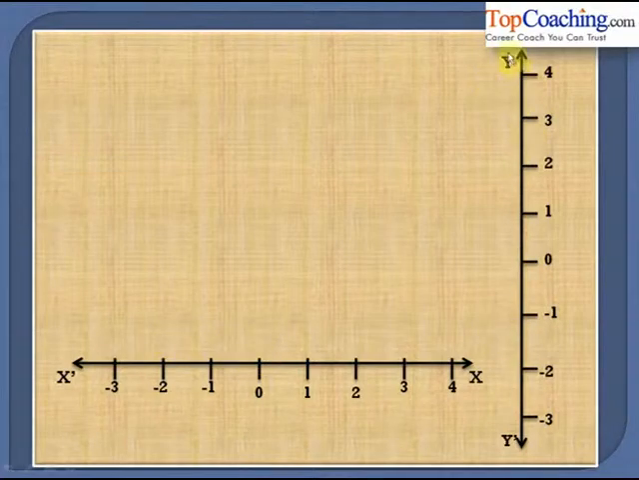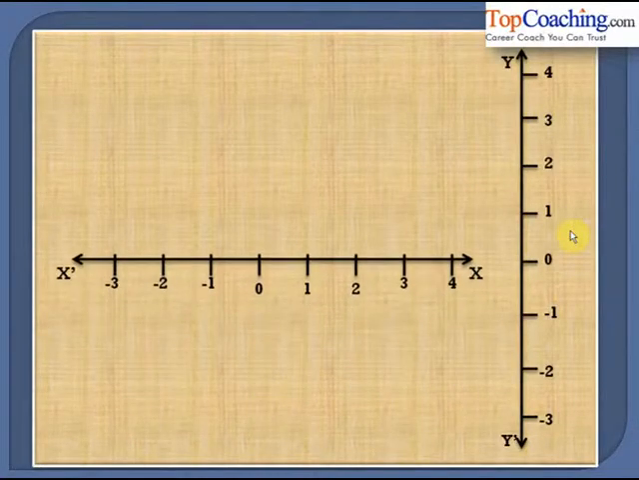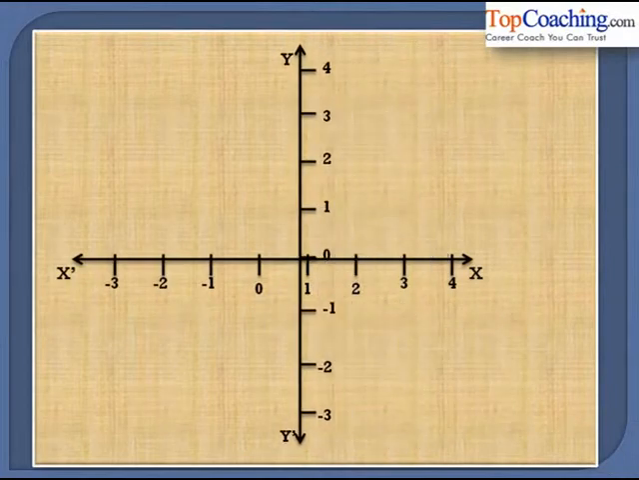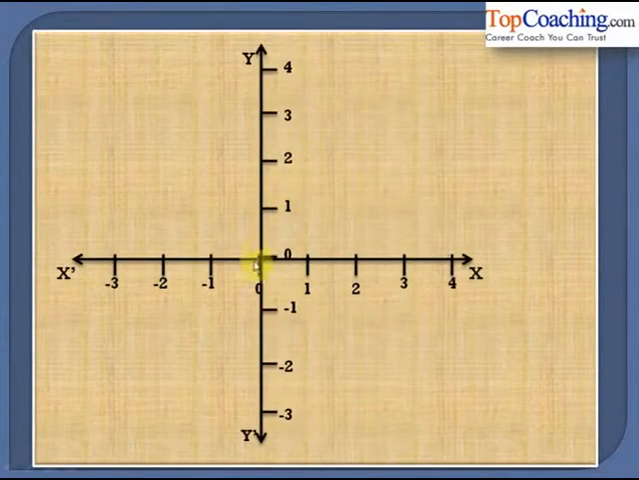Similarly, if we consider a vertical line Y Y dash, again the fixed point is O, which is called the origin. The numbers above this origin are positive and the numbers below the origin are negative. Now if we consider these two lines X X dash and Y Y dash, such that X X dash is a horizontal line on which the numbers are marked, and Y Y dash is a vertical line on which the numbers are marked, they intersect at the point origin.